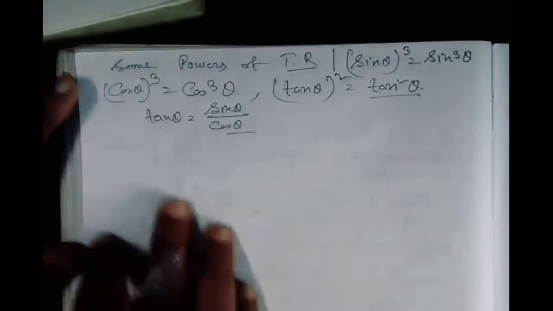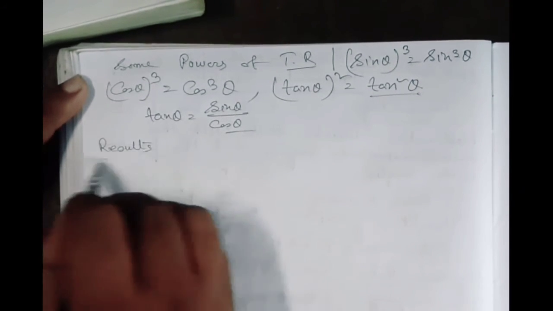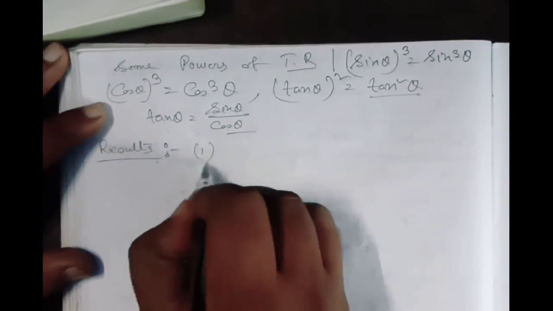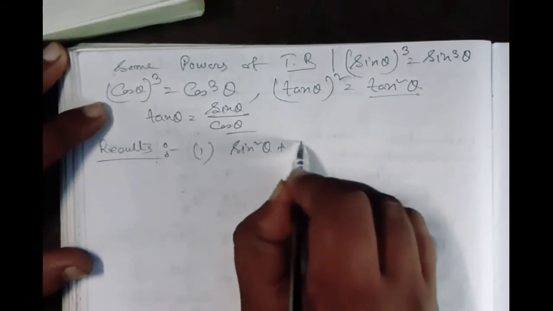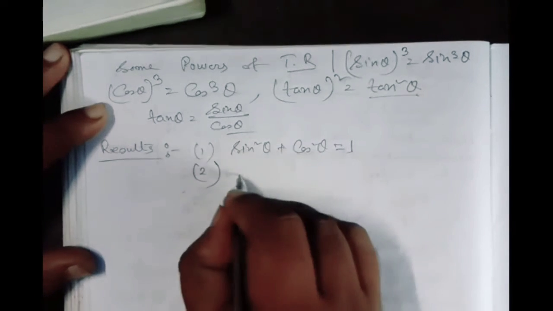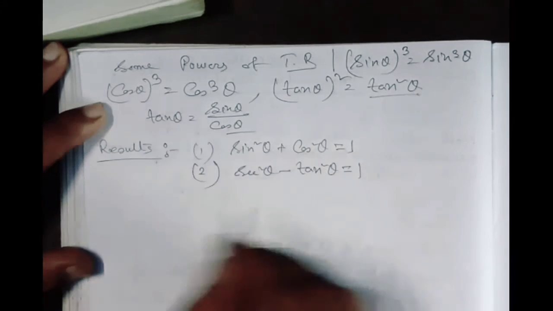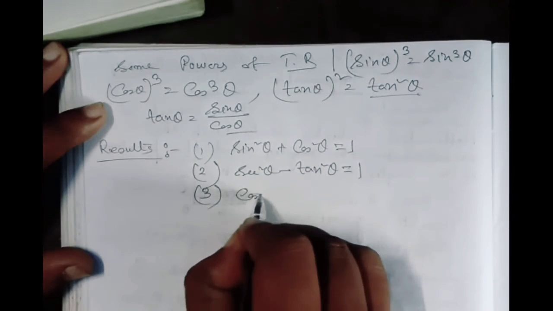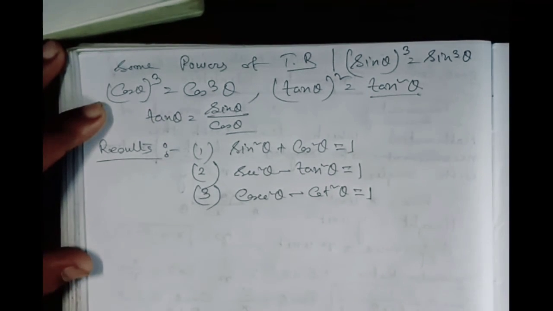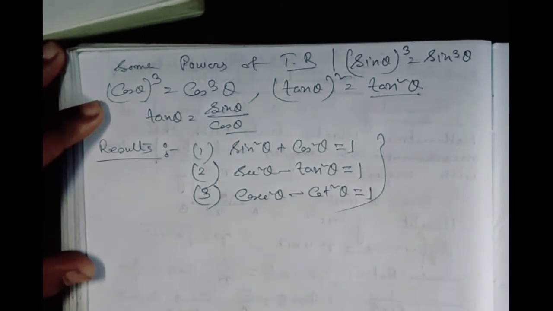Now let us come to some results. What are those results? First is sin square theta plus cos square theta equal to 1. Second is sec square theta minus tan square theta is equal to 1. Third is cosec square theta minus cot square theta is equal to 1. These are the results.